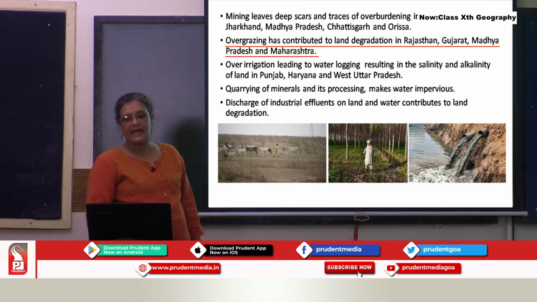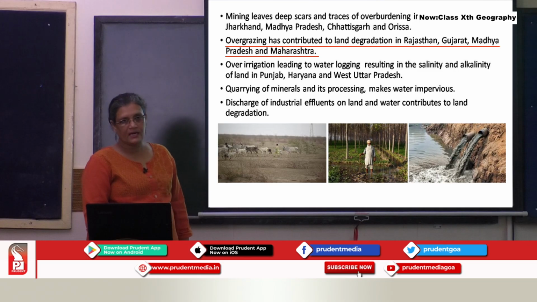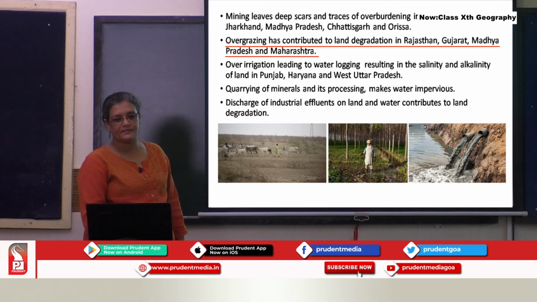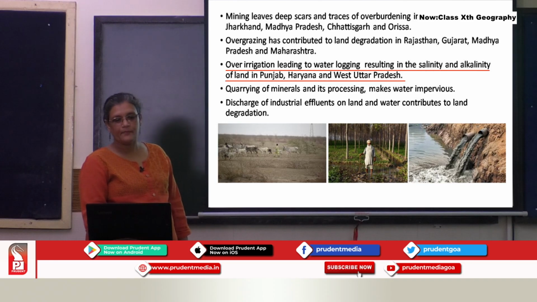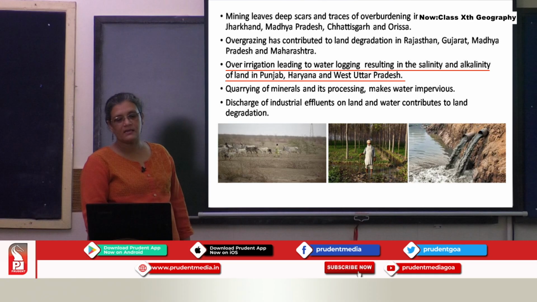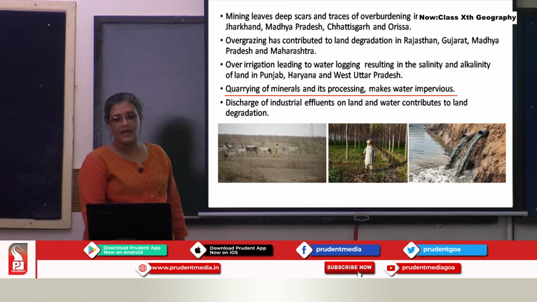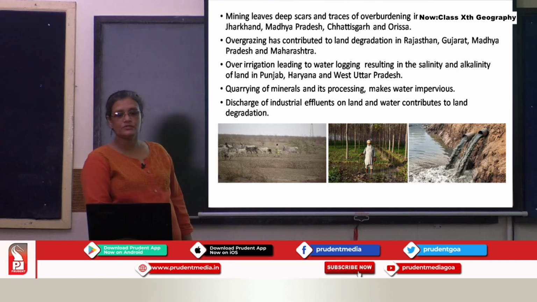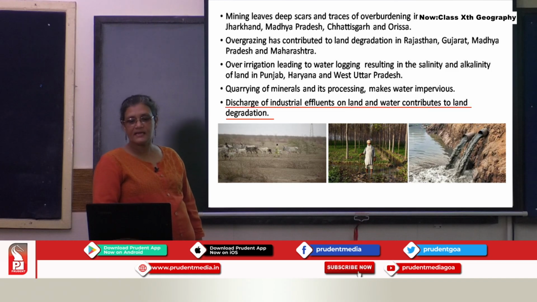Overgrazing has led to land degradation in Rajasthan, Gujarat, Madhya Pradesh and Maharashtra. In the states of Punjab, Haryana and West Uttar Pradesh, over-irrigation leading to waterlogging, which results in the salinity and the alkalinity of the land, has contributed to land degradation in Punjab. Quarrying of minerals and its processing makes water impervious. So, the water along with the soil cover just flows down. Discharge of industrial effluents on land contributes to land degradation as well as water pollution.